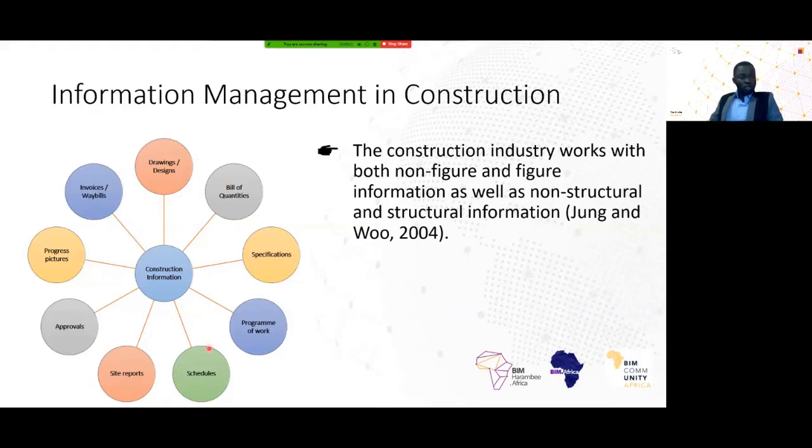This figured and non-figured information includes the ones shown in this chart, but they are not limited to this. We have the design and drawings, a bill of quantities, specifications, program of work, schedules, site reports, approvals, progress pictures, and then we have the invoices or bills, among other information that are gathered on sites. So to effectively have a suitable information management system, all this information must be incorporated into a single database, from which the information can then be managed and shared among the construction stakeholders.